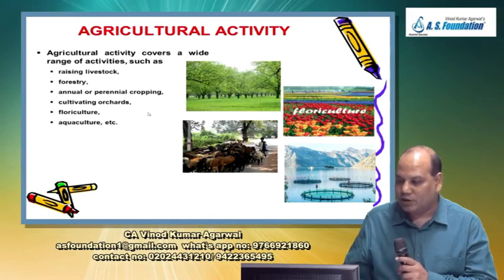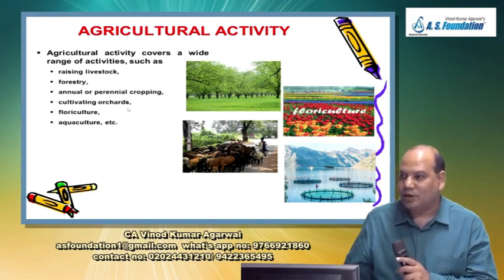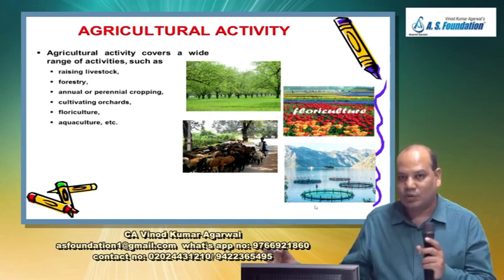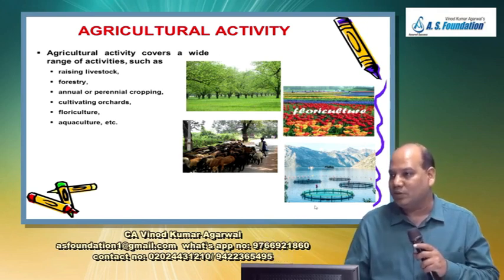What is an agricultural activity? Agricultural activity covers a wide range of activities. For example, agricultural activity will involve raising of livestock also, like this person is doing. Forestry, annual or perennial cropping, cultivating orchards, floriculture, means growing flowers, is also a part of this business, this chapter. And this is a big business. And then aquaculture, means you will breed the fishes. Okay, you will create an environment where fishes will be bred.